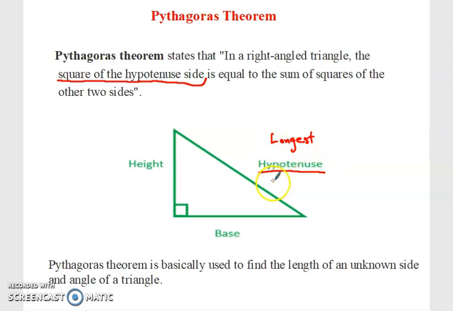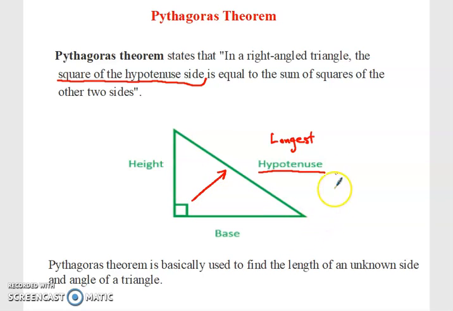Right, so the longest side of any right angle triangle is called the hypotenuse, and it's also opposite to the right angle. So the right angle is here, and the hypotenuse is also the side opposite to the right angle. Right, so that's for the longest side, and sometimes we refer to this side as the base and this side as the height, but it all depends on the orientation or how your triangle is positioned.